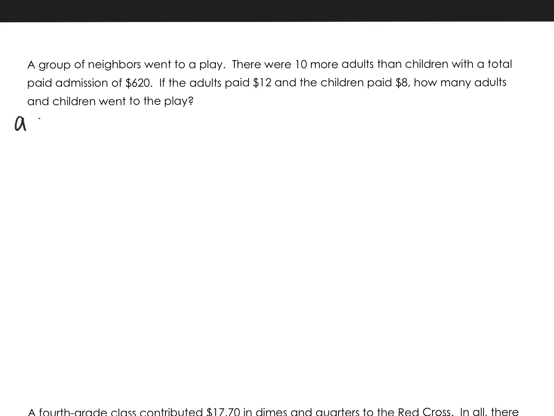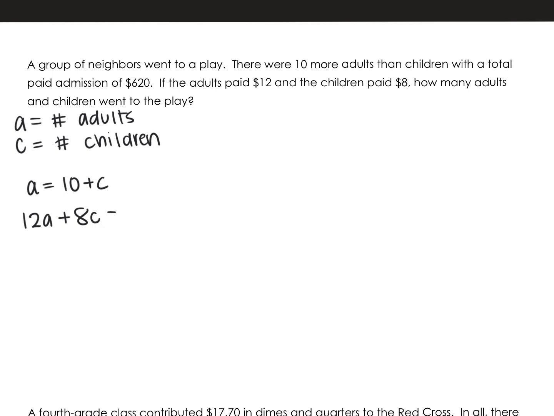So I'm going to let A be my number of adults. I'm going to let C be my number of children. I know that there were 10 more adults than children. So the number of adults was 10 more than the children, so 10 plus C. I also know information about money. So $12 per adult plus $8 per child gives me the total $620.